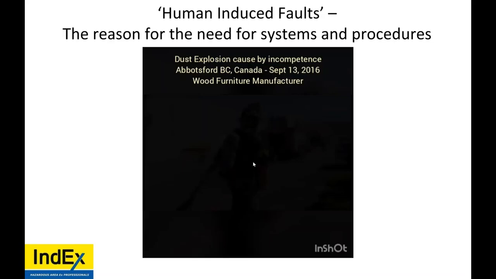Just want to show an example of, people would assume that firefighters know how to fight fires. It's not always true.